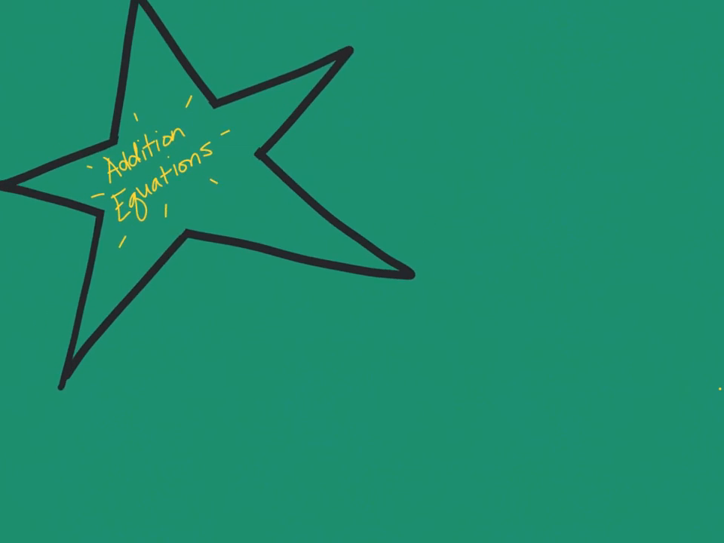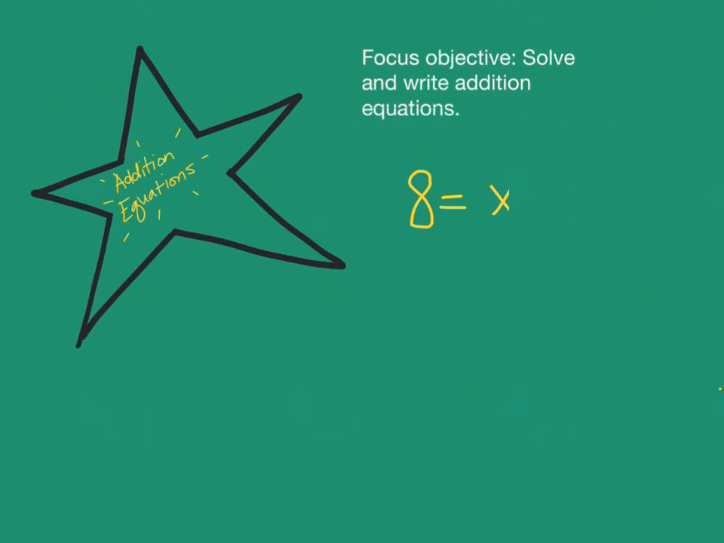Let's take a look at addition equations. Our focus objective is to solve and write addition equations. 8 equals x plus 3. So we want to isolate x by itself. We're going to use the inverse relationship of subtraction to minus 3. Now, what we do on one side of the problem, we need to do to the other side to balance the equation. So 8 minus 3 is 5 equals x, or it can be written as x equals 5.